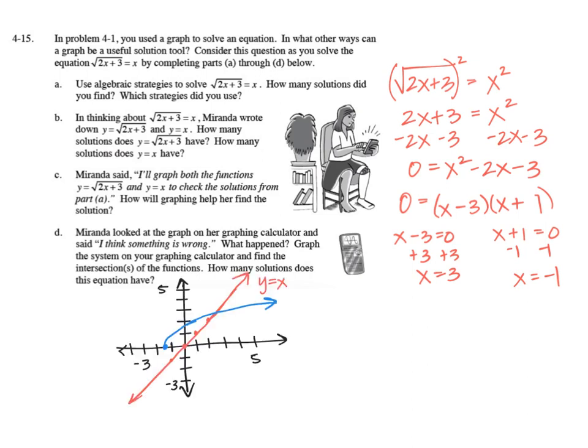So here I've graphed both equations. I've got y equals x in red and y equals the square root of 2x plus 3 in blue. And I'm seeing the problem here. When I look at this, it's only intersecting in one point, and yet I have two solutions. So what is the problem?